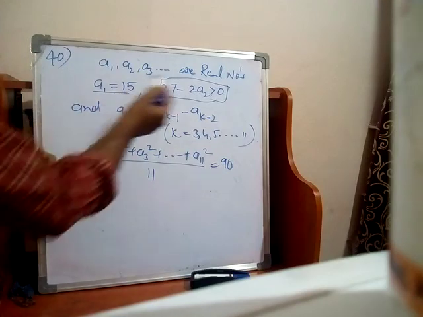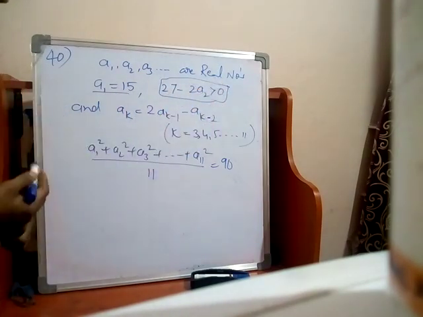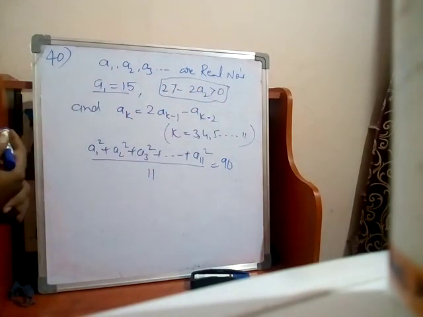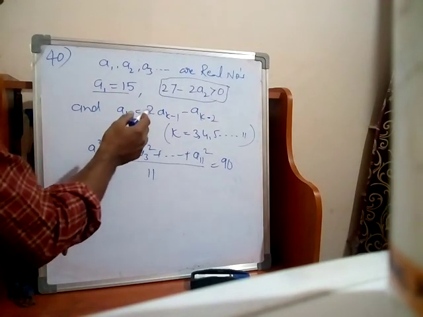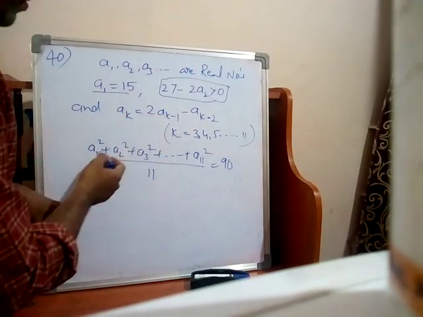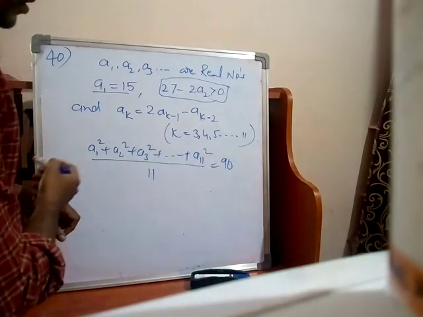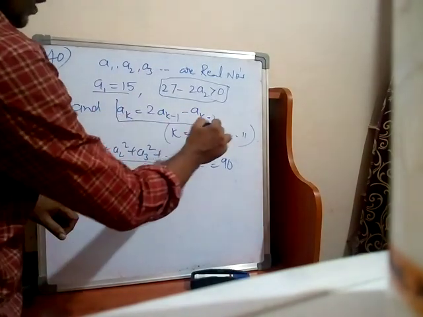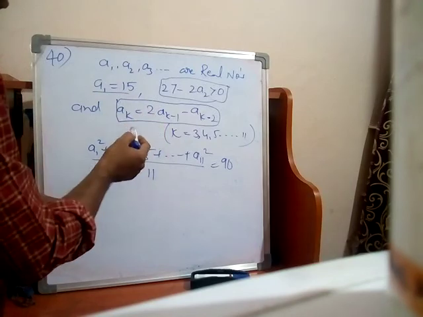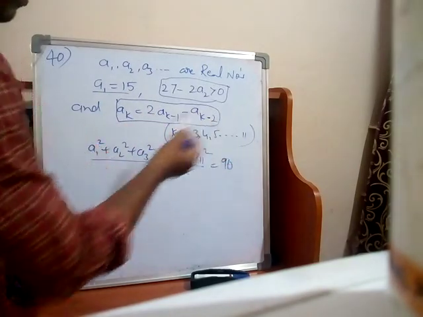27 minus 2 into A2 greater than 0, and first term A1 is equal to 15 given, and one more condition: AK is equal to 2 into AK minus 1 minus AK minus 2. This is another condition. What are the K values here? K is equal to 3, 4, 5 up to 11.